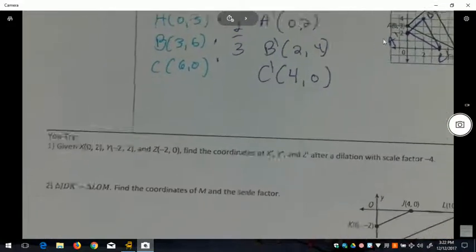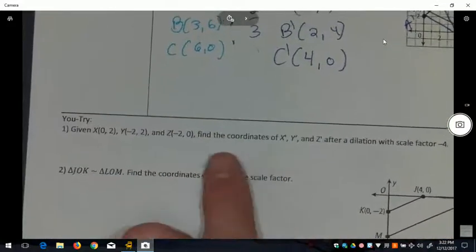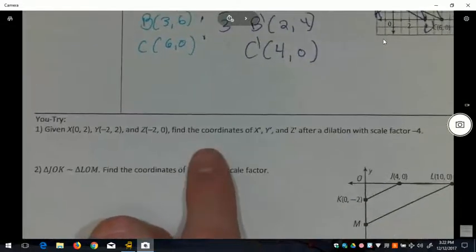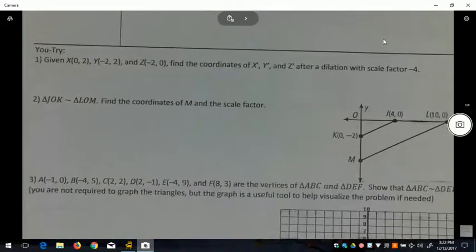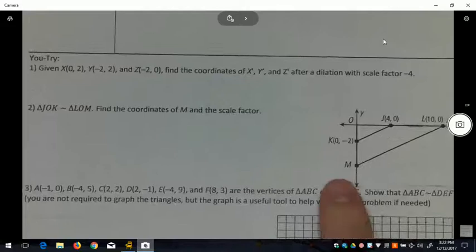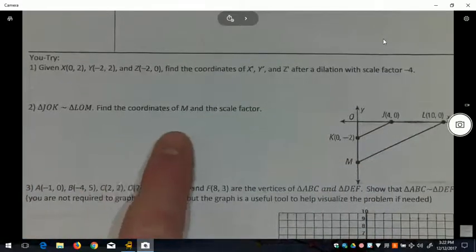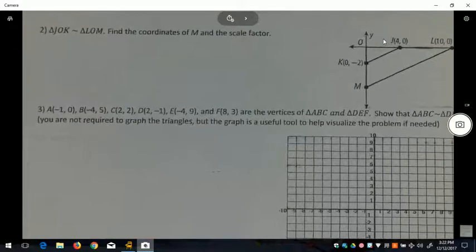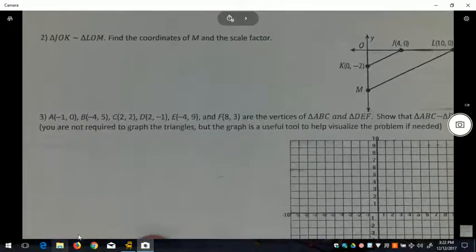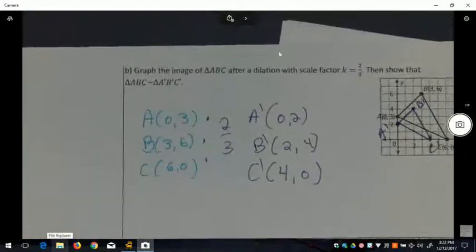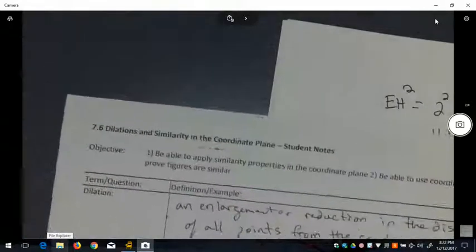In class tomorrow, you'll be trying some of the finding the coordinates. You can even graph it if it's helpful. You'll do one like this where the coordinates are given and we have to write the scale factor and calculate the new coordinates, and one where we're going to do a proof given the points. That's it for the lesson for the video notes for 7.6.